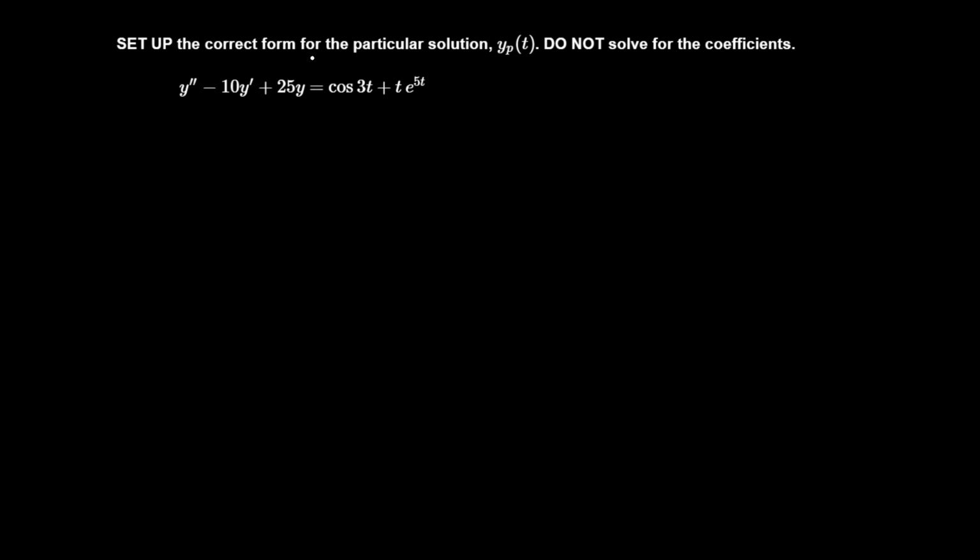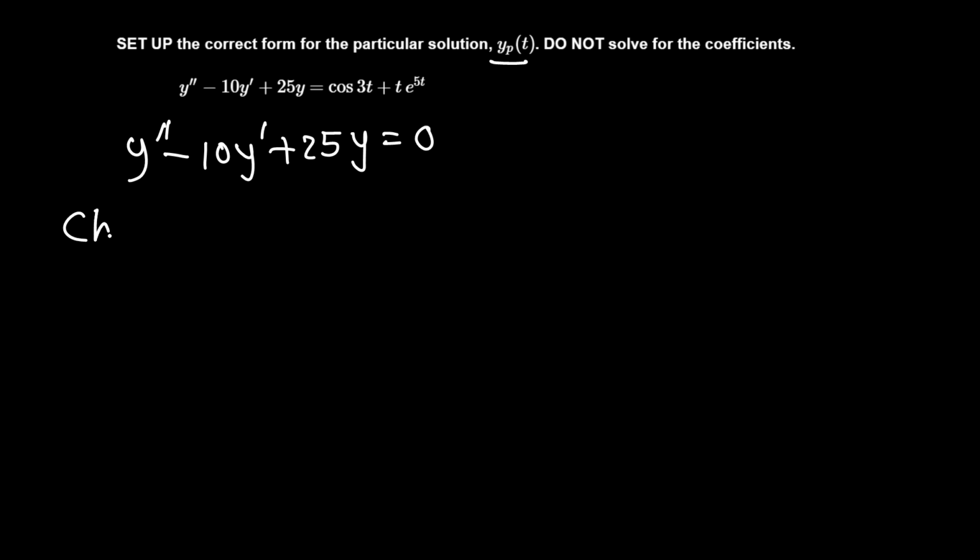Set up the correct form for the particular solution. Do not solve for the coefficients. First, we consider the corresponding homogeneous equation, which is y double prime minus 10y prime plus 25y equals 0. Homogeneous means 0. Now we solve this equation.